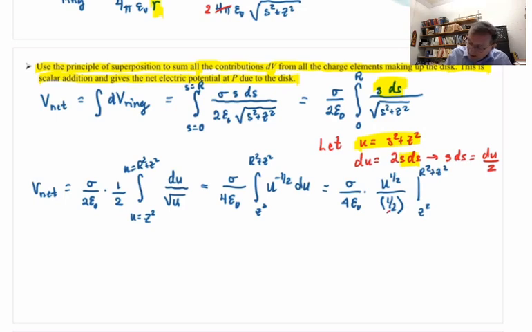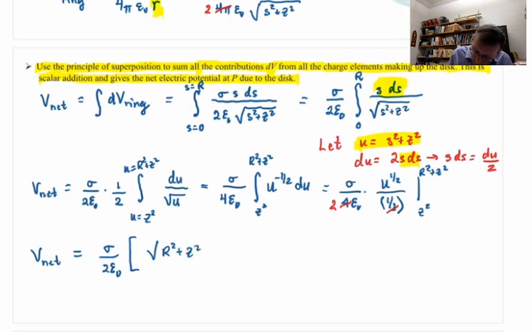Okay, note that I can get some more cancellation. So I get a 2 there. So what do I have now? I have sigma over 2 epsilon 0, and now I plug in my limits. U to the 1/2, of course, means square root of u. Put in the upper limit, I've got square root of r squared plus z squared minus square root of z squared. Well, I'll write that as absolute value of z, because it's got to be, if you want the positive result.